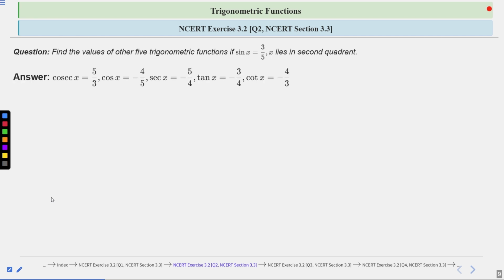So the correct answer will be cosec x is equal to 5 by 3, cos x is equal to minus 4 by 5, sec x is equal to minus 5 by 4, tan x equal to minus 3 by 4, and cot x will be equal to minus 4 upon 3.